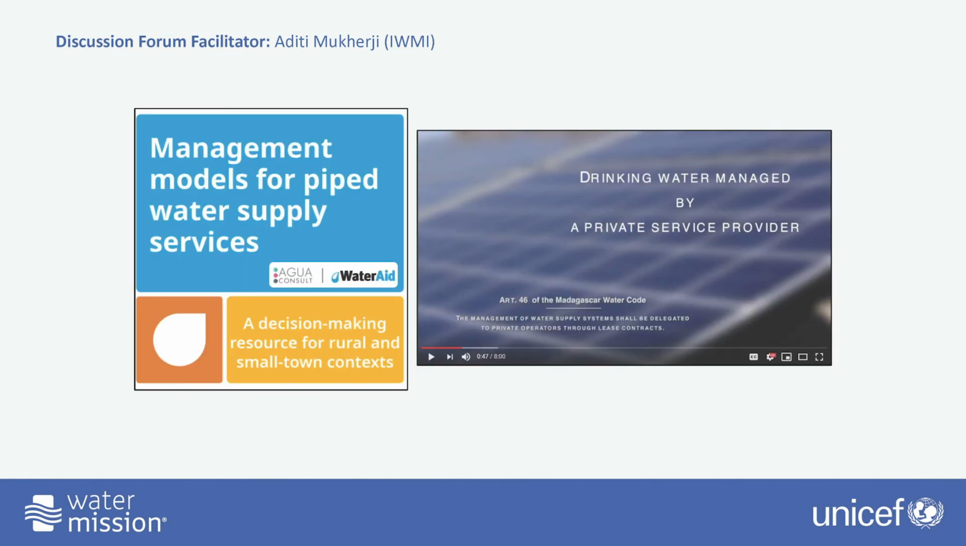We have also included 2 resources that will help to educate you on the options for and implications of service delivery and management models that can be utilized to support solar-powered water systems. I believe you will find the handbook titled Management Models for Piped Water Supply Services, a decision-making resource for rural and small-town context, published by WaterAid and Agua Consult in 2018, to be a very comprehensive and useful reference, and encourage you to explore some of the examples listed in the document. We also included a short video from Helvetas, Madagascar that describes an example of privately operated solar-powered water systems.